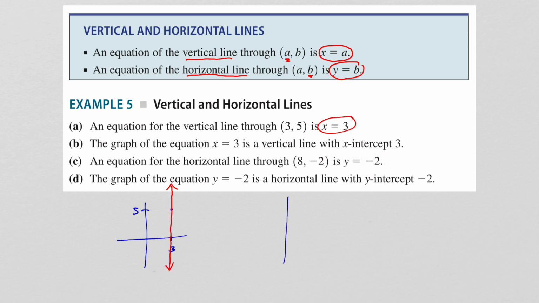So again here, just a quick diagram. (8, -2) is this point. And if I want the horizontal line, it's going to look like that. You can see that that is the line where y is always equal to this value. y always equals -2. And the graph is, again, just a horizontal line through y equals -2 on the y-axis. So these are special lines, but pretty simple, pretty basic.